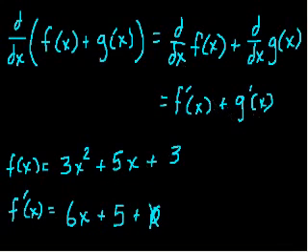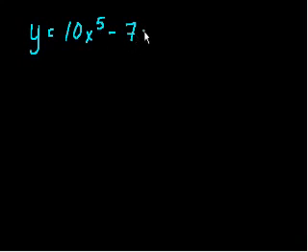Let's do some more. I think the more examples we do, the better. And I want to keep switching notation so that you don't get daunted whenever you see it in a different way. Let's say y equals 10x to the 5th minus 7x to the 3rd plus 4x plus 1. So here we're going to apply the derivative operator.